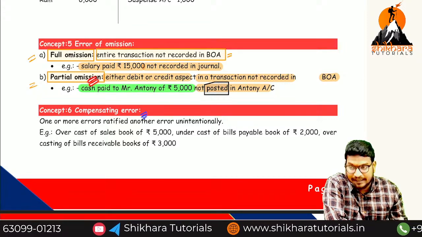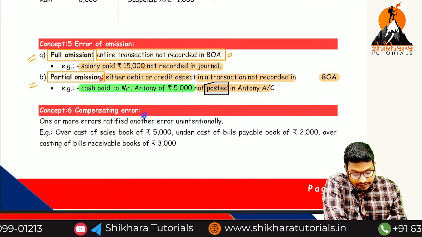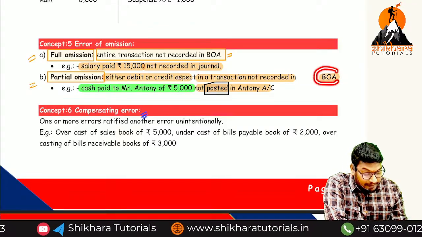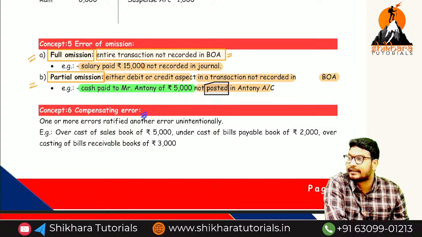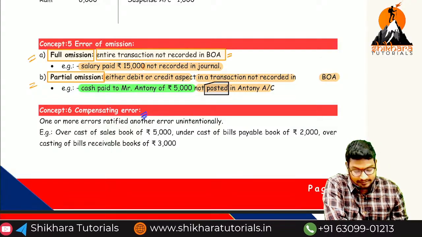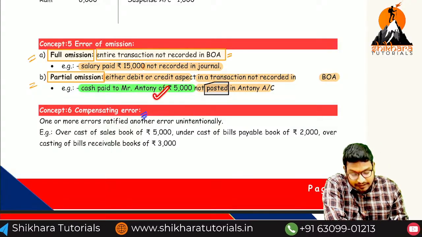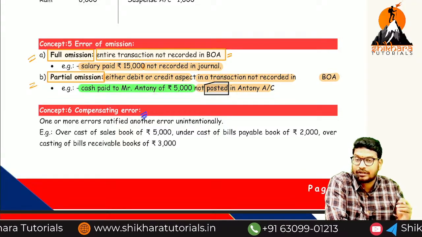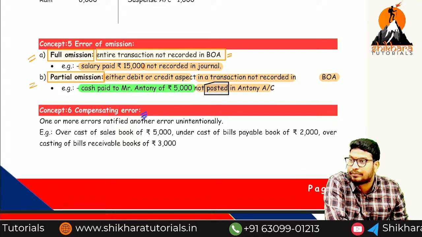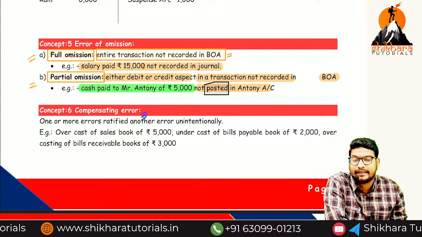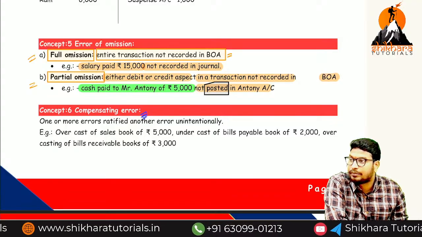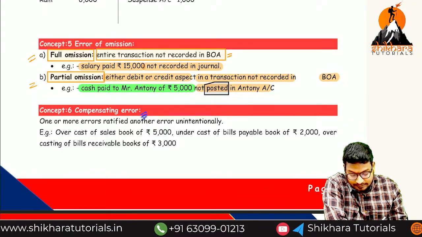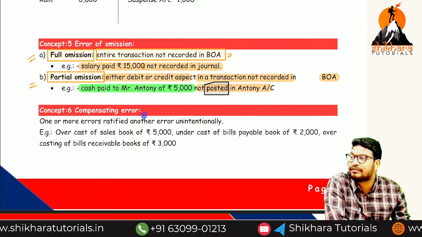And next, coming to the partial omission. Partial omission happens in the case of the ledger. If we record the debit, it means we forgot to record what? The credit. That means we forgot to post the credit account into the particular ledger. Or if we have recorded the credit, we forgot to post the debit account in that particular ledger. So that is the reason, because of partial omission, the trial balance will be affected.